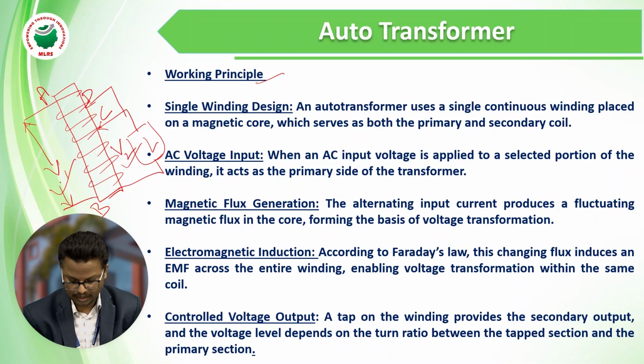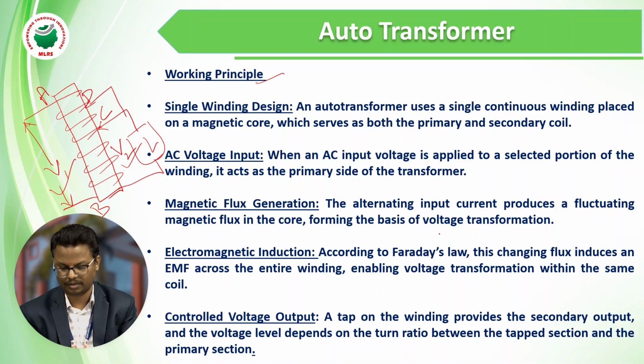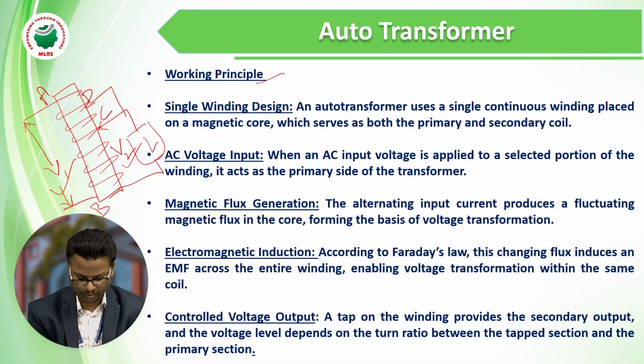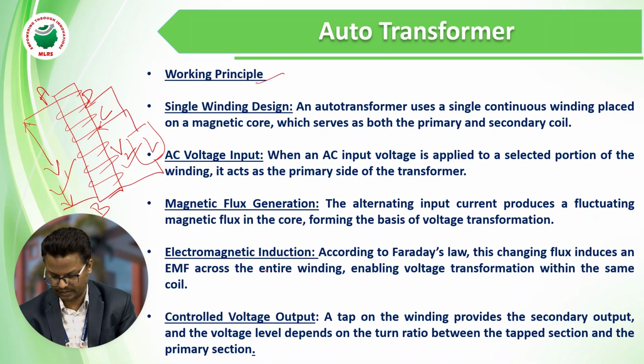Okay. Now, magnetic flux generation. The alternating input current produces a fluctuating magnetic flux in the core, forming the basis of voltage transformation. We know that when current passes through a coil, a magnetic field is produced around that coil. So now we place the winding on a magnetic core. When this winding gets the supply, current flows through the winding, and around that winding the magnetic flux is produced. And the next one is electromagnetic induction.